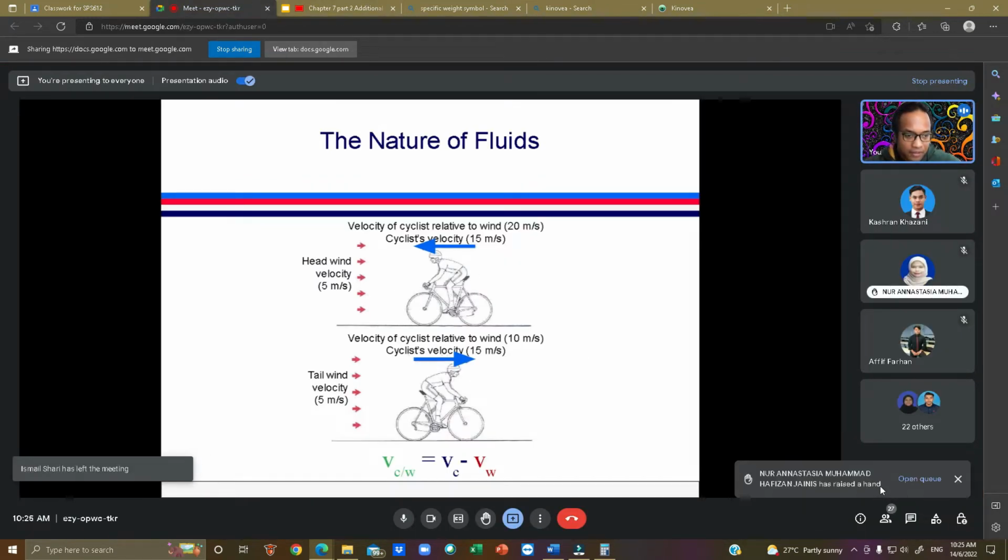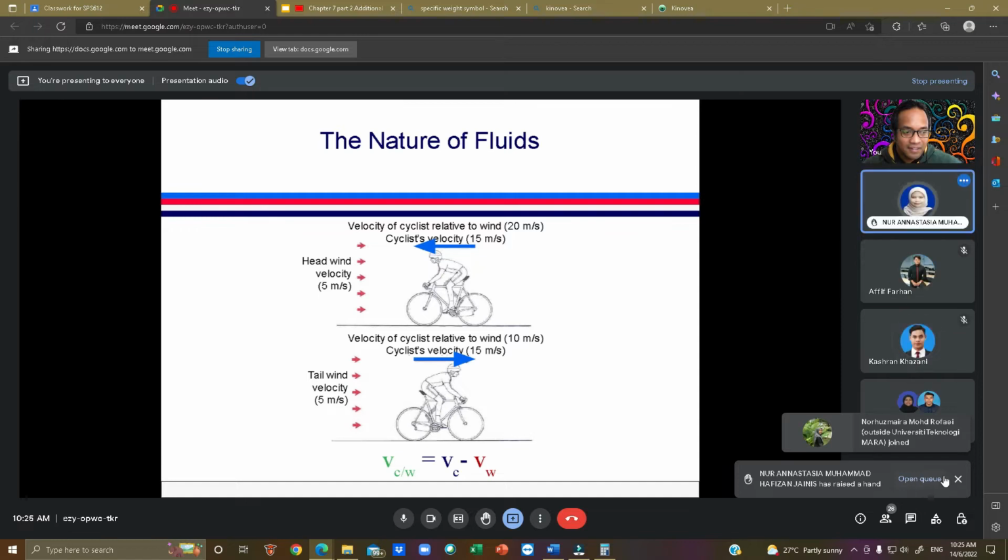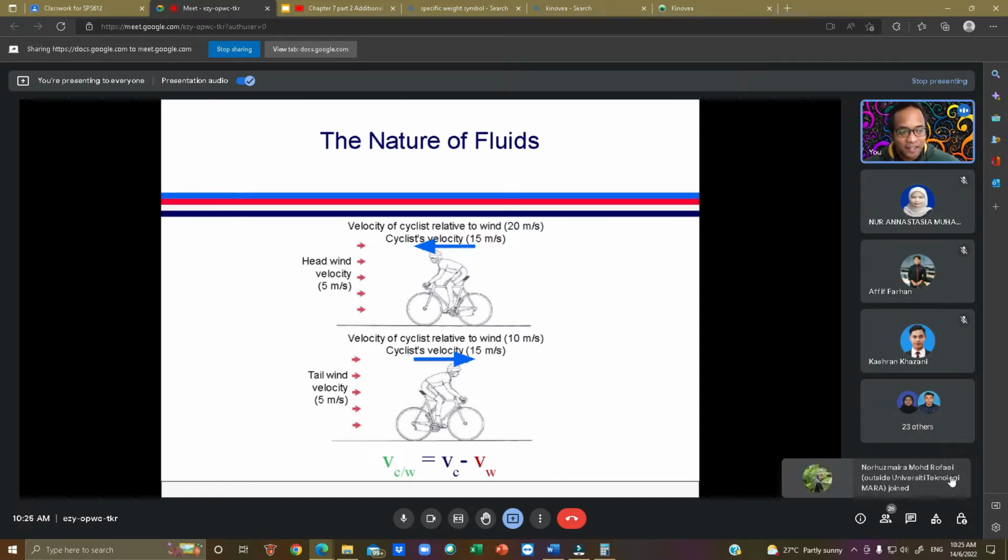Siapa ni? Nur Anastasia, ada soalan? Anastasia. Tak ada, tertekan. Aduh, jangan tekan. Dah angkat tangan kena tanya soalan.